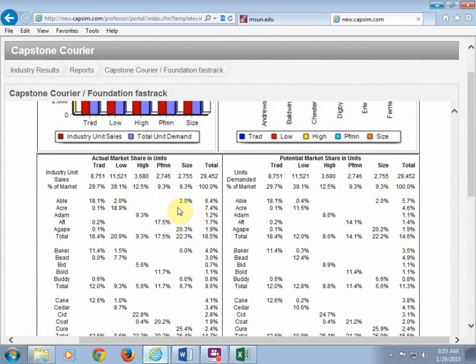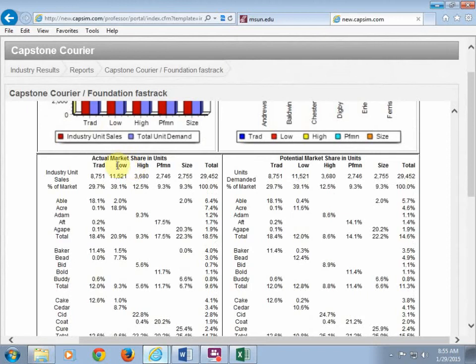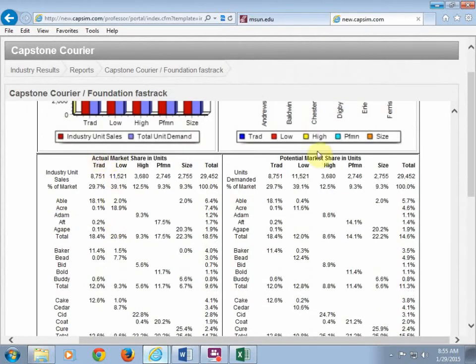So here's where we could figure out, I said Baldwin left money on the table in what category? Was it the low end? So we can come and take a look. Low end's my second one here. So Baldwin's total, this is actual, this is potential. Baldwin's potential here was 12.8, and they sold 9.3 in the low end, because they sold quite a bit of Baker actually. So they left 3.5% of the market on the table, right?